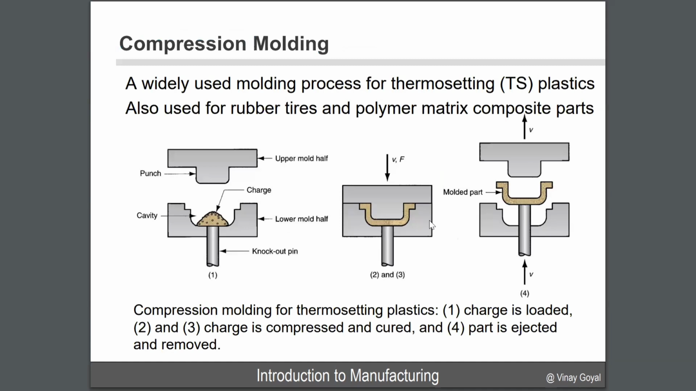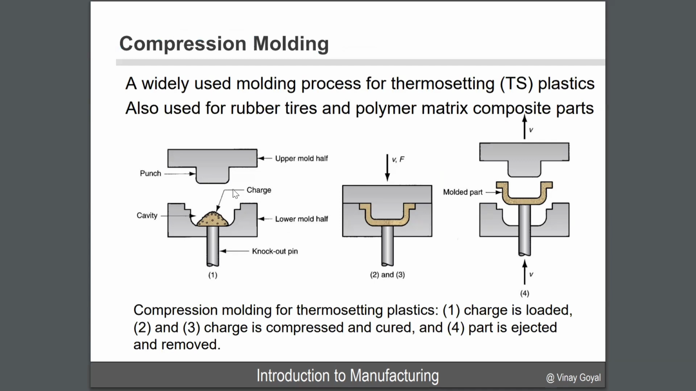There's another technique that's used significantly in the composites community, but also the plastic community. And this is used quite a bit on thermoset plastics. If you recall, thermoset plastics are very hard to bring back to the original state. They're not like thermoplastics, where you can melt them to then redo something new. This is also used for rubber tires and polymer matrix composite parts.